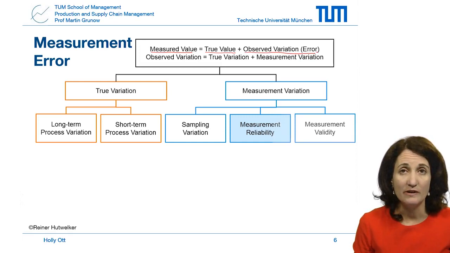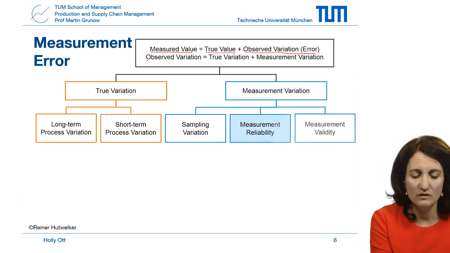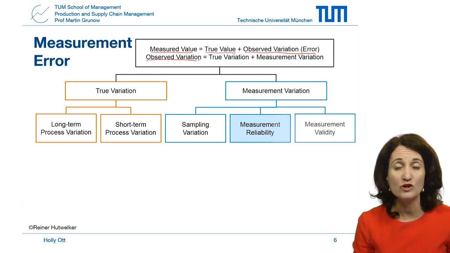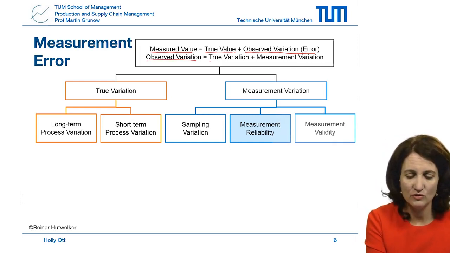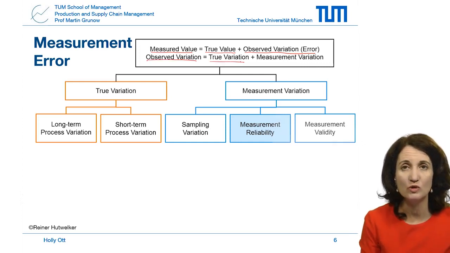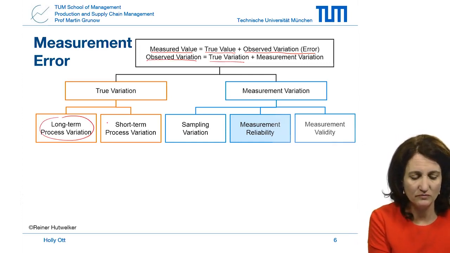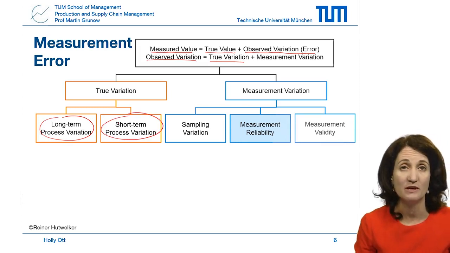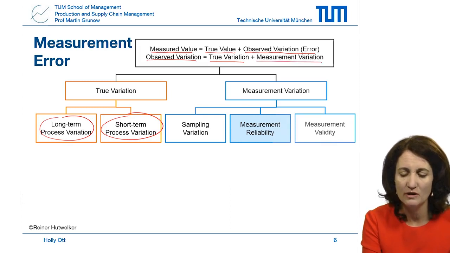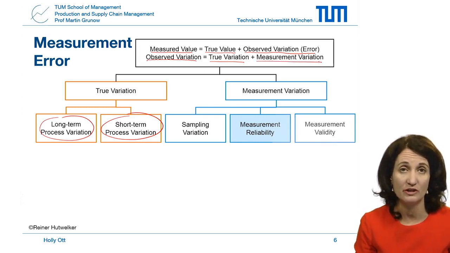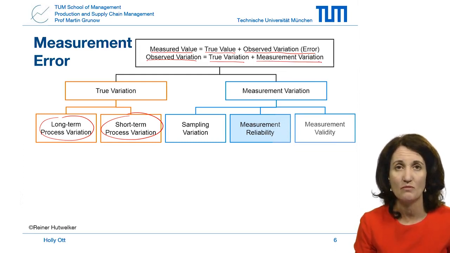Now this observed variation, or we could call it the measured process variability, can come from true variability. So we have the true long-term and short-term process variation, which is inherent in any process. But the observed variation can also stem from measurement errors or measurement variation. Therefore, the observed variation comes from true variation, or inherent process variability, and error variation.